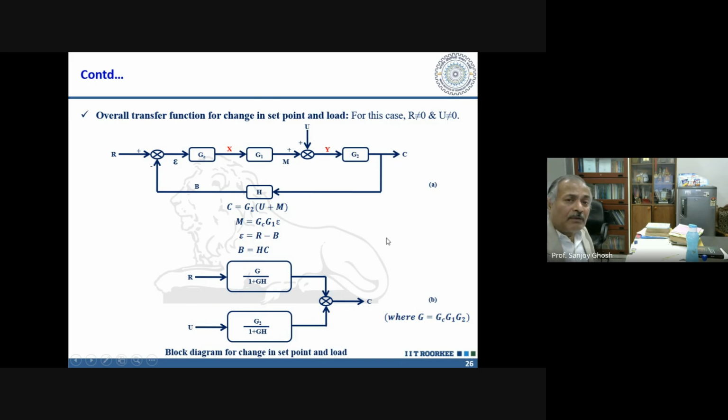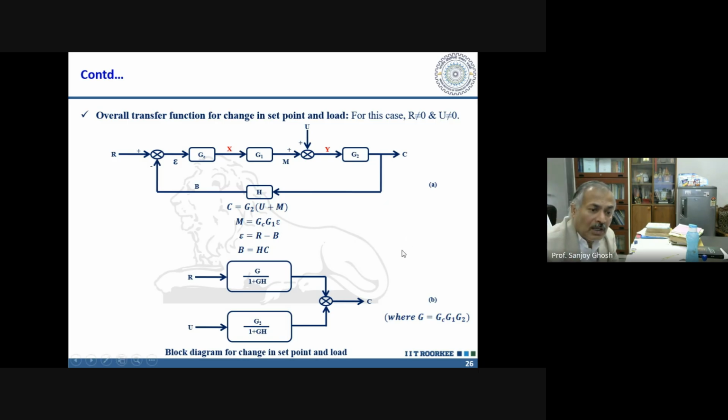Now, in the first case I changed R, no U change. In the second case, no R change but U change, right? Now I'm giving the third case, when R and U both change. That means the set point you are changing and then a disturbance may also come, right? So you do not know anything. So आपको जैसे करना है.